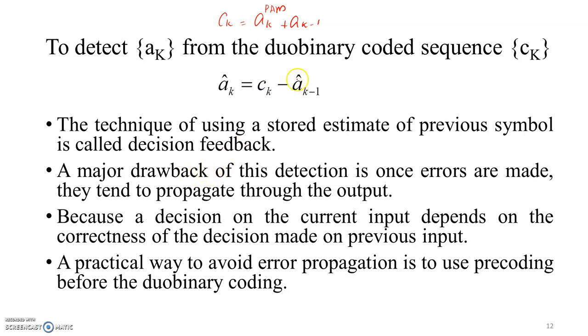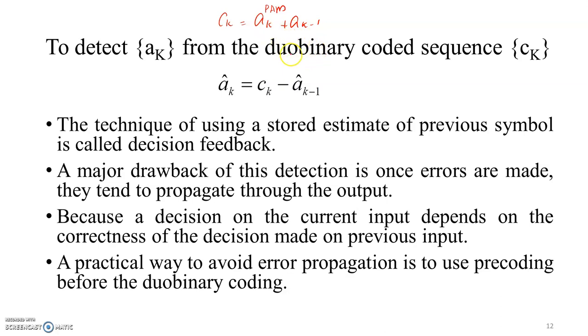If the previous estimate was an error, what happens? My present estimate will also tend to be an error, resulting in an erroneous output for the coming estimate too. That means a decision on the current input depends upon the decision on the previous input. This results in the propagation of error throughout the system. This is a major drawback of duobinary coding, because we are just adding these two.